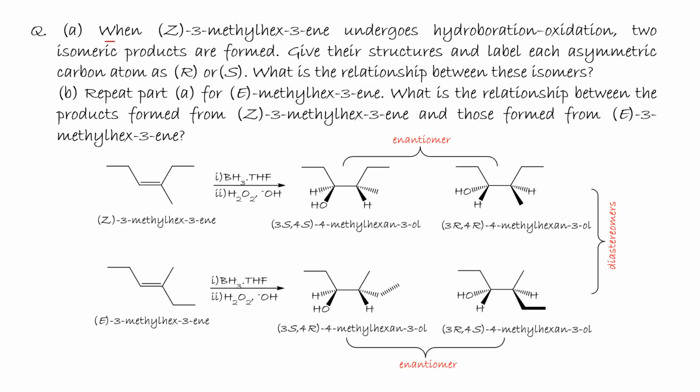When Z-3-methylhex-3-ene undergoes hydroboration-oxidation, two isomeric products are formed. Give their structures and label each asymmetric carbon atom R or S. What is the relation between these isomers? Repeat part A for E-3-methylhex-3-ene. What is the relation between the products formed from Z and those from E?